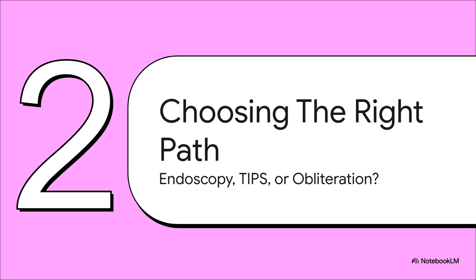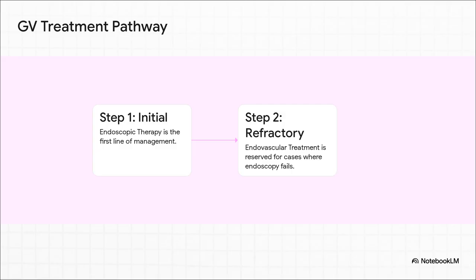So, once the patient is stabilized, the big question is always, what's the definitive treatment? And we've got a few major paths to consider, each with its own kind of philosophy. The standard guidelines, like from the AASLD, show that the pathway starts with endoscopy, but like we just talked about, that often doesn't work. And that's what brings the patient to us for step 2, endovascular treatment. And this is where we hit a crucial fork in the road, where we have to decide between two major procedures, TIPS or transvenous obliteration.